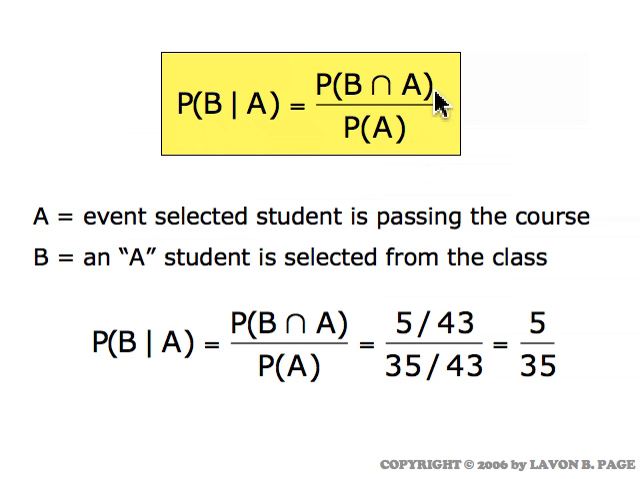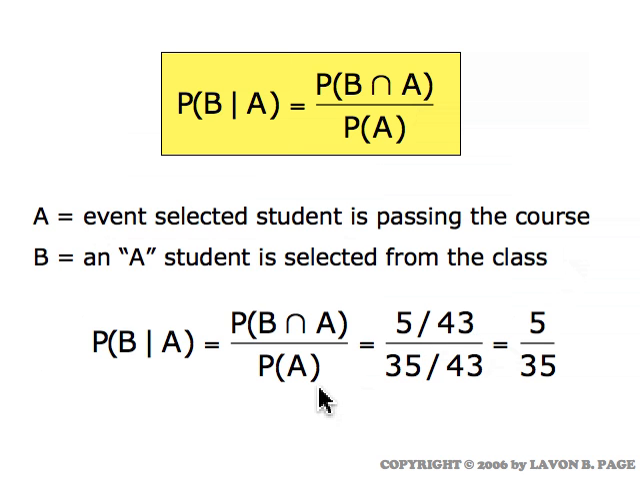If we think about that in terms of this fraction, what is B intersect A? What group do you have if you take all the A students and intersect it with all the students who are passing the course? Well, of course, that gives you just the A students, doesn't it? Because obviously any A student is passing the course. So the intersection of these two sets is just B in this case, and the probability of that, there are 5 students out of the 43 students in the class, so that was 5 out of 43 in the numerator.